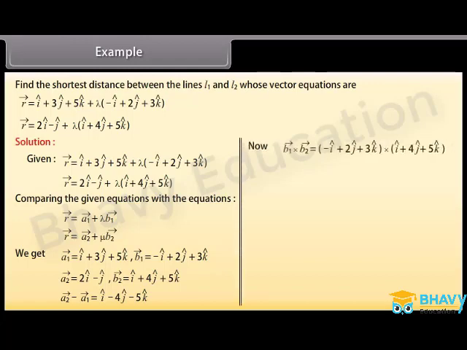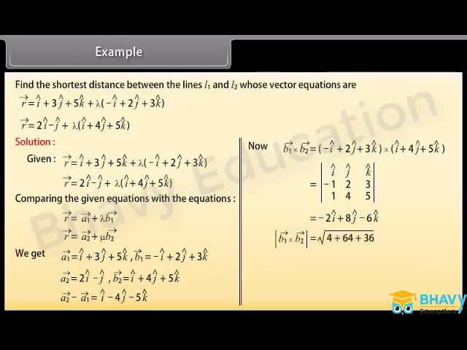Now, the cross product of vector b1 and vector b2 is (minus i cap plus 2 j cap plus 3 k cap) cross (i cap plus 4 j cap plus 5 k cap) equals the determinant, row-wise, first row i cap, j cap, k cap, second row minus 1, 2, 3, third row 1, 4, 5, which equals minus 2 i cap plus 8 j cap minus 6 k cap.